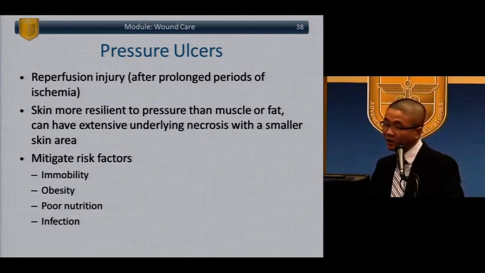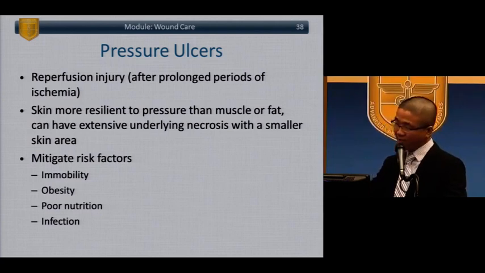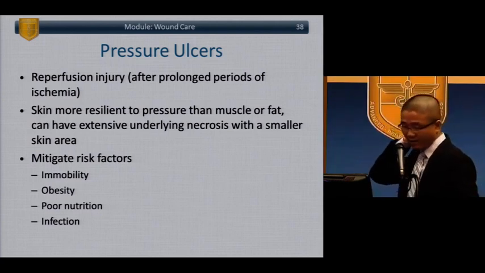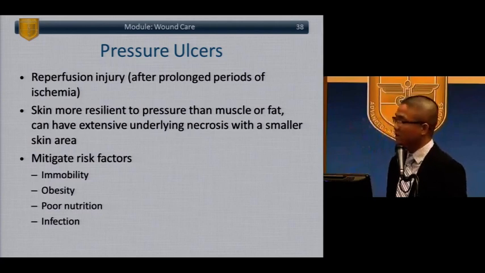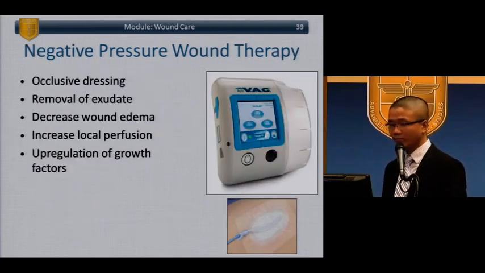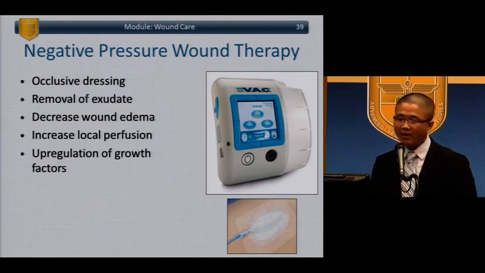Not anything that we can help right away in a short term. Poor nutrition is yet another risk factor that can be mitigated, that we can contribute to. And then infection, right? So the infection part goes back to the chronic wounds that don't heal. Right. Negative pressure wound therapy, right?